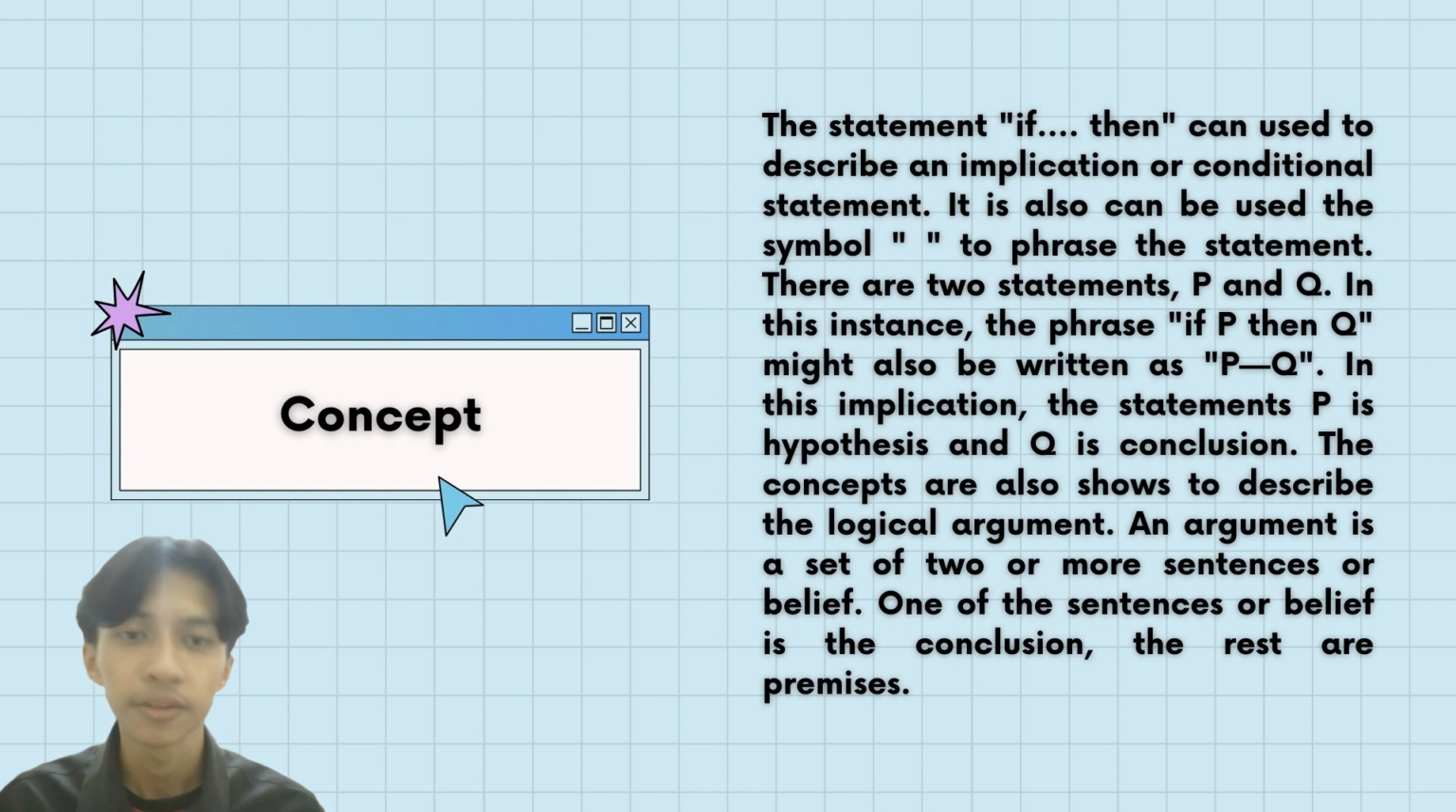In this instance, the phrase "if P then Q", which we saw back in the logic connectives, can be written as P implies Q using the arrow symbol. In this implication, the statement P is the hypothesis and Q is the conclusion. The concept is also used to describe a logical argument. An argument is a set of two or more sentences or beliefs. One of the sentences is the conclusion and the rest are the premises, like I said before.